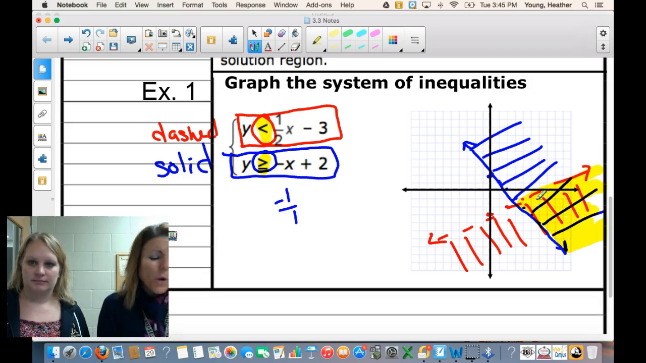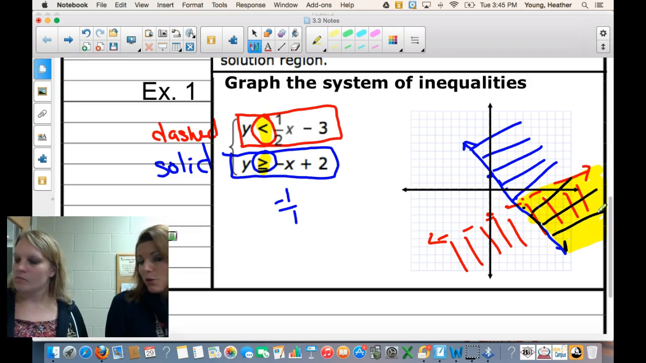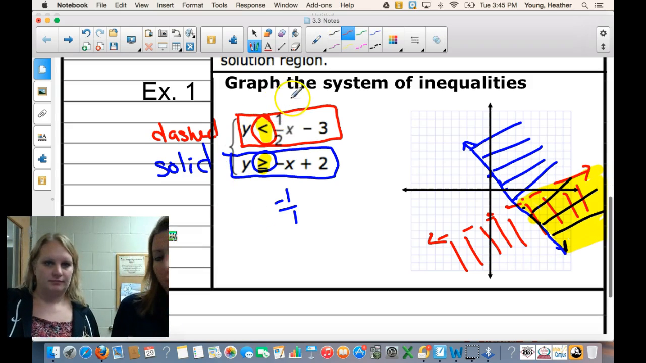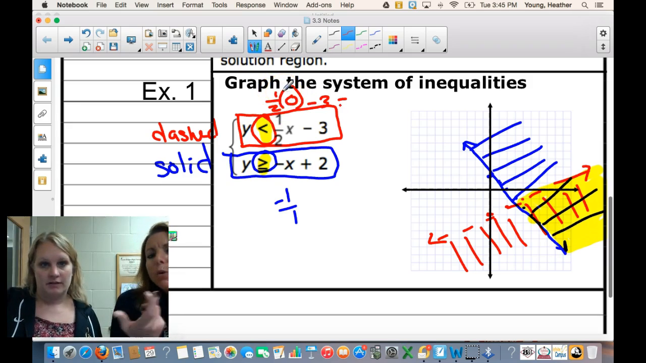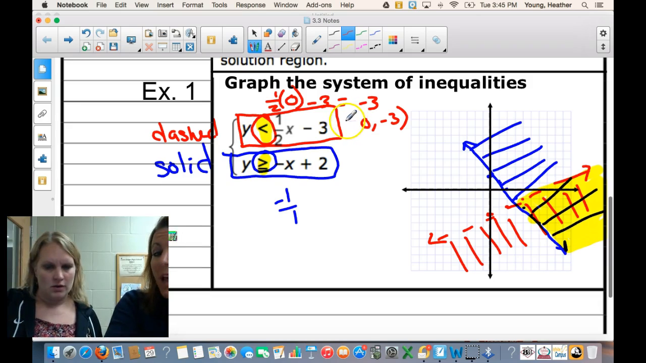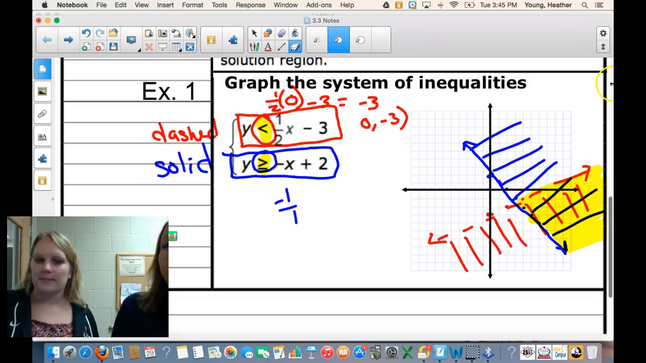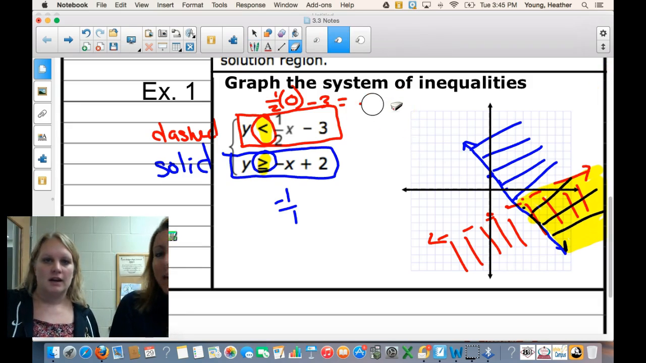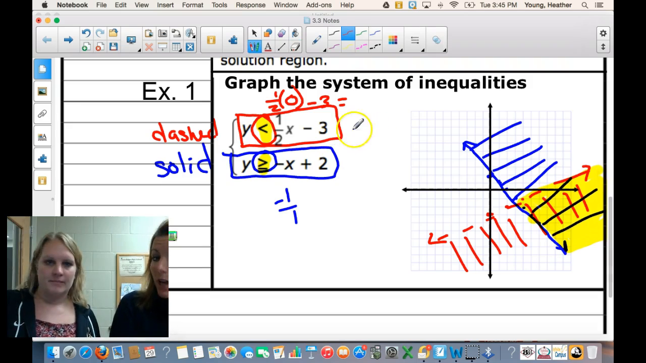So any of these points would work. Now, some students are unsure which way to shade. You can always use the test point 0, 0. For example, let's look at the red line for a minute. If we plugged in 0 for x and 0 for y, is it a true statement? That's what I'm trying to say. If you plugged in 0 for x, you got a -3. You said we're setting both equal to 0? Right.